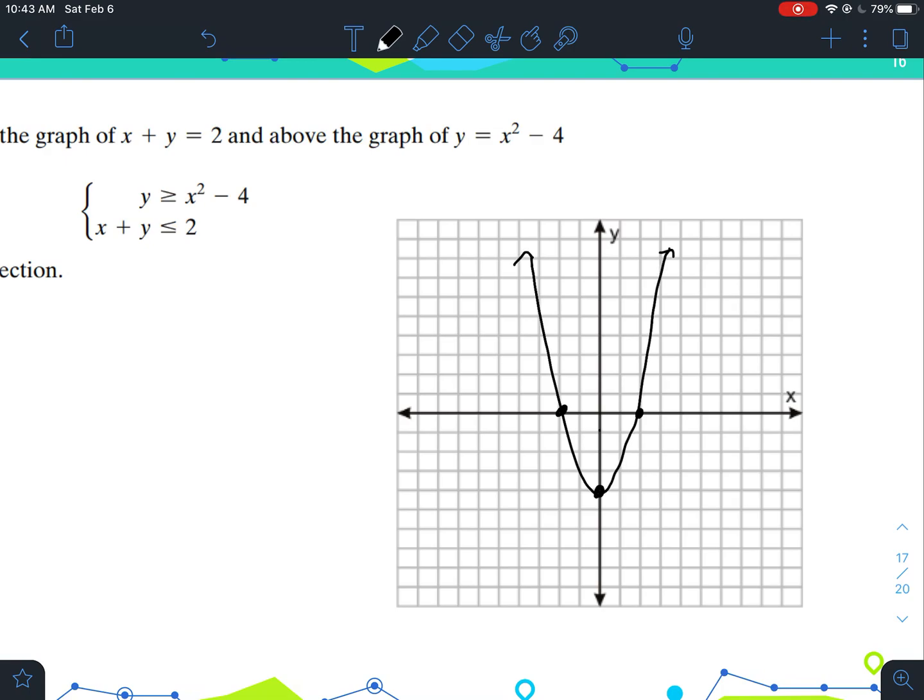And we're saying that y is greater than or equal to, so we could test the point 0, 0. So is 0 greater than or equal to 0 minus 4? It is. So we want to include 0, 0, so we're going to shade the inside of this parabola.